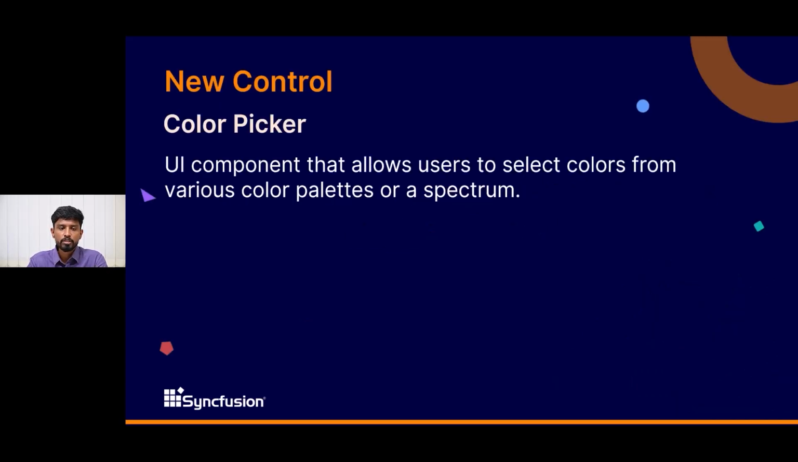Coming to the new controls, we have a couple of controls. The first one is color picker. The color picker is a UI component that allows users to select colors from various color palettes or spectrum. It is particularly useful in design, drawing, or customization scenarios within .NET MAUI applications. We'll have a demo of this once we check out the next component too.